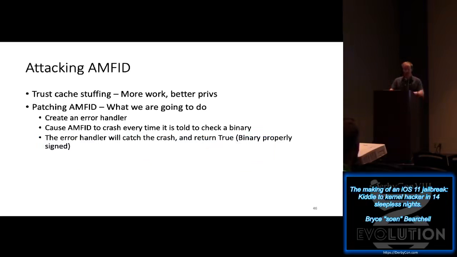So there's two ways of doing this. One, AMFI has a cache of known hashes of files that it's already verified, so it doesn't have to do the work. So you have a commonly run process, the hash is already there. Or we can patch it and create a custom error handler to catch any errors when it dies, and then we put in a bug, so it crashes every single time it tries to run a binary. And so this is what I went with.